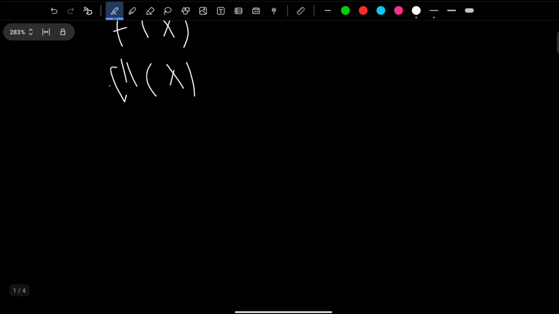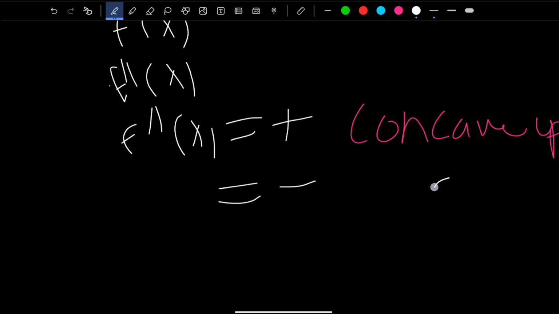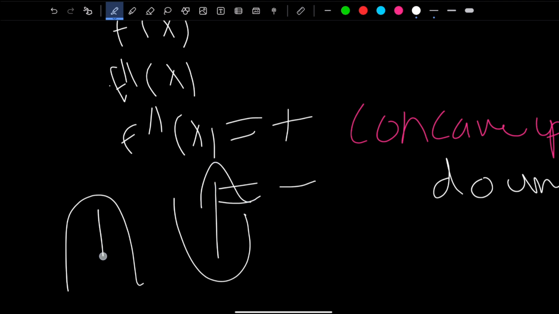So some concavity rules are: if f prime prime of x is positive, concave up. And then the opposite, if it's negative, it is concave down. What does this mean? This is concave down, and this is concave up, where the concave is pointing.